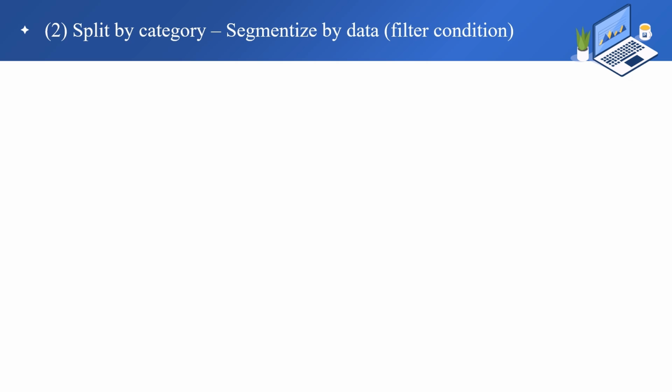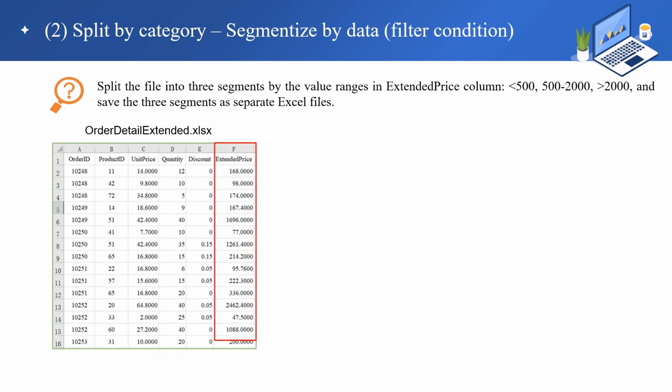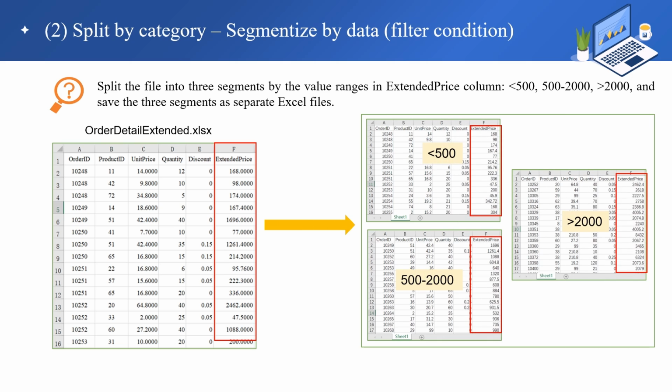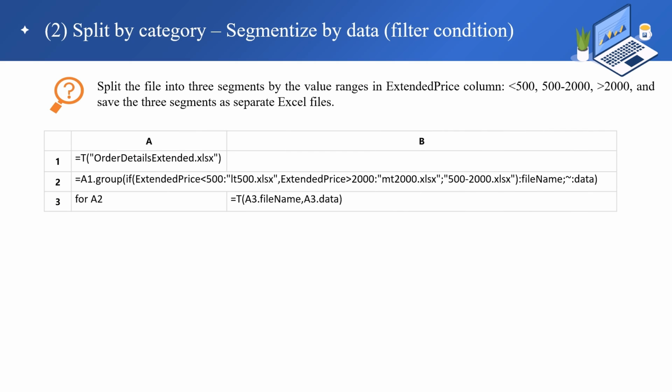Split by category. Segmentize by data. There is an order detail data file order detail extended.xlsx. Now we want to split the file into 3 segments by the value ranges in extended price column, less than 500, 500 to 2000, and greater than 2000, and save the 3 segments as separate Excel files. In addition to grouping directly by field, the group function can also group by expression. For example, in this example, the if expression can be used as the grouping condition.